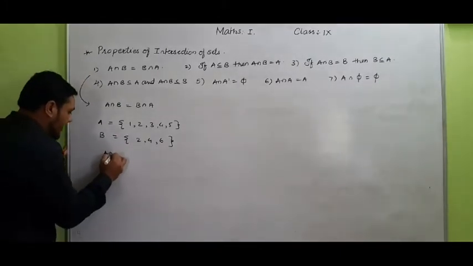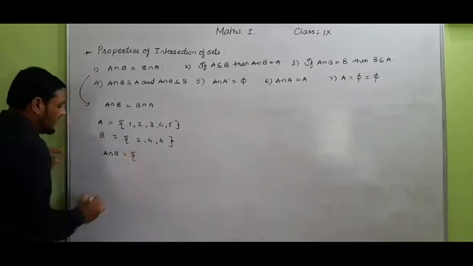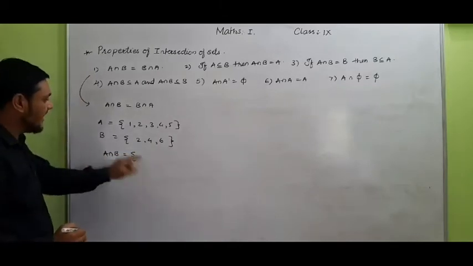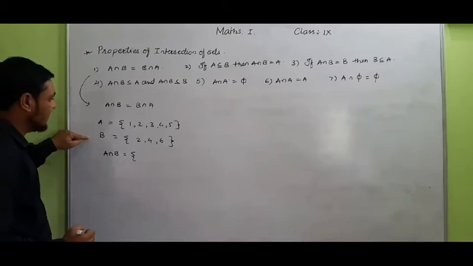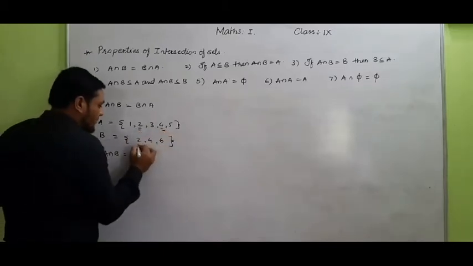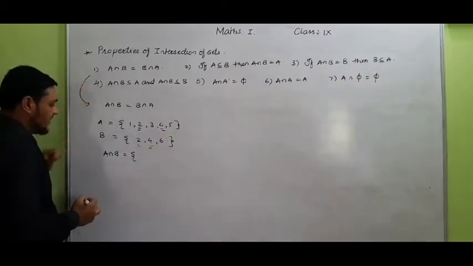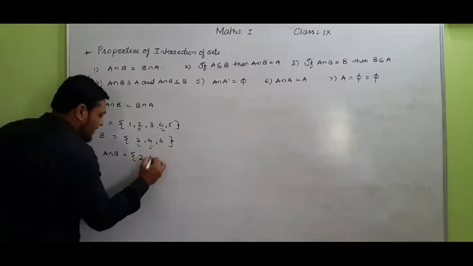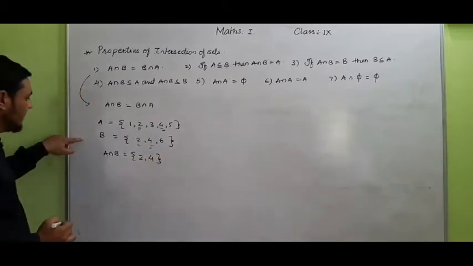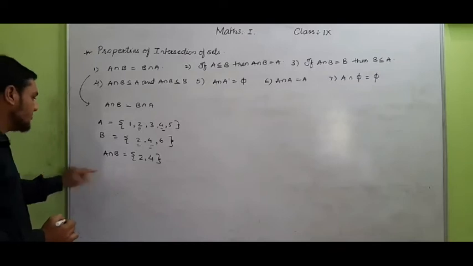First we will find A intersection B. A intersection B will contain the elements which are common in both sets. So 2 and 4, these two elements are common in both sets. That is why we will write 2 and 4 here. These are the common elements of sets A and B, so they will come in the intersection of the two sets.